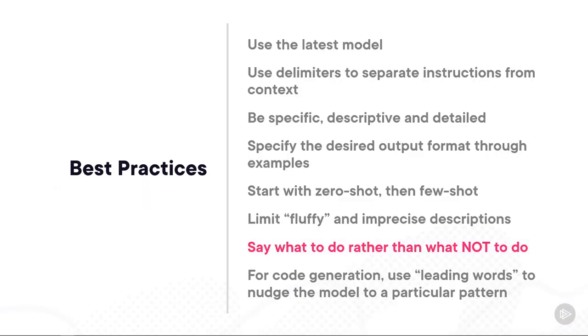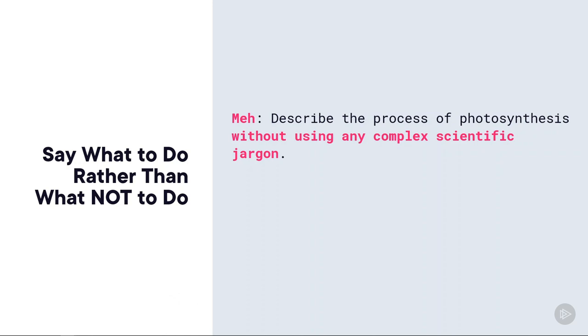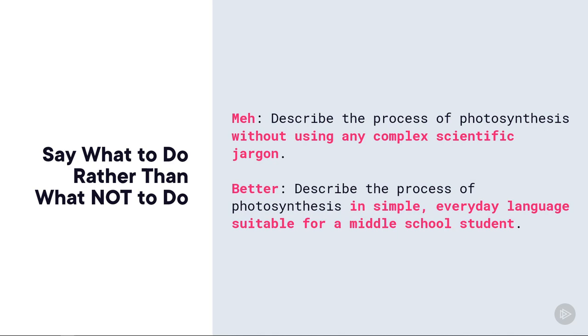It's a best practice to say what to do rather than what not to do, so assertions over negations, since negations can make the model's reasoning a little bit more complicated. So, for example, a meh version of the prompt is to describe the process of photosynthesis without using any complex scientific jargon. So here we're saying what not to do. A better prompt would be, describe the process of photosynthesis in simple everyday language suitable for a middle school student.